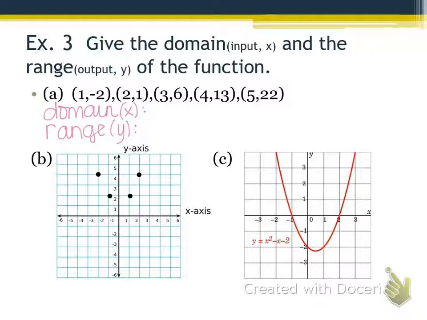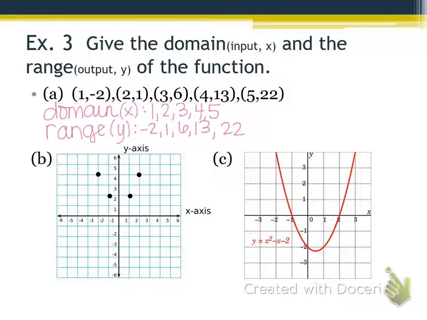Jamie, what's the domain of this particular problem? 1, 2, 3, 4, 5. Awesome. And it just so happens that I already gave you the ordered pairs in numerical order. So 1, 2, 3, 4, 5. Noah, can you give me the range of this problem? -2, 1, 6, 13, and 22. There you go. -2, 1, 6, 13, and 22.